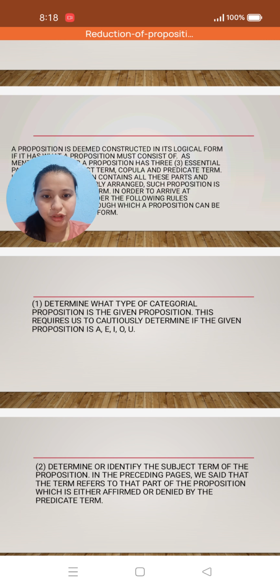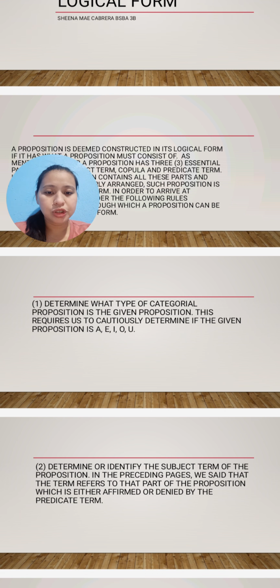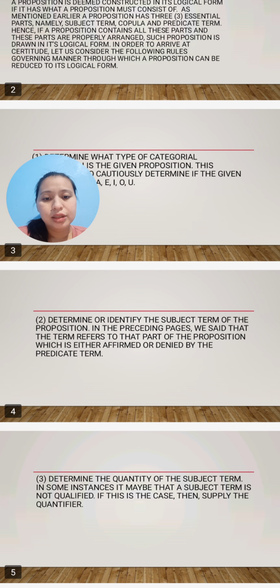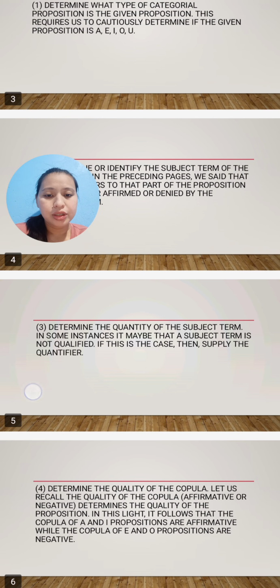First is determine what type of categorical proposition is the given proposition. This requires us to cautiously determine if the given proposition is A, E, I, O, U. Second is determine or identify the subject term of the proposition. In the preceding pages, we said that the subject term refers to that part of the proposition which is either affirmed or denied by the predicate term.